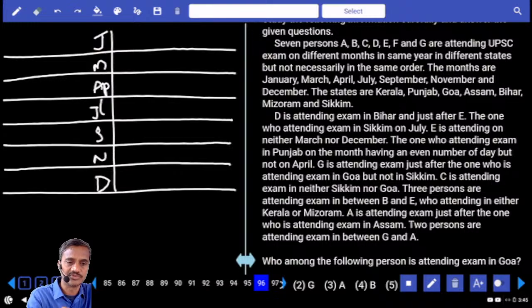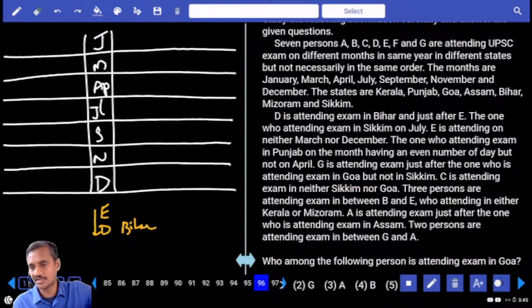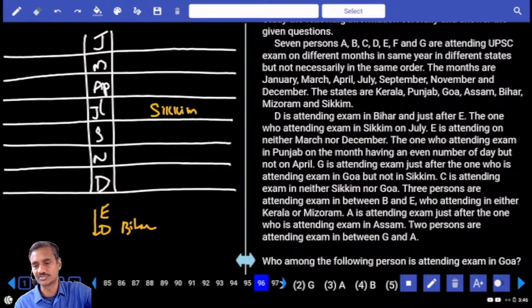Then coming to condition number 1. D is attending the exam in Bihar and is just after E. The one attending the exam in Sikkim is in July. And he is attending in neither March nor December. Now he cannot be in March, cannot be in the month of December. Hence E and D are in March and December.